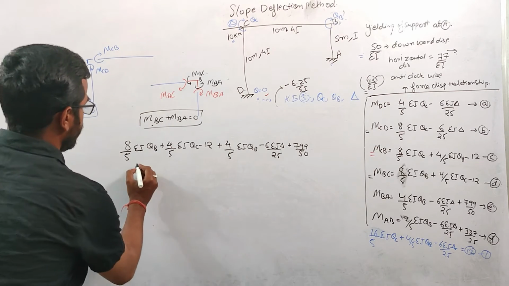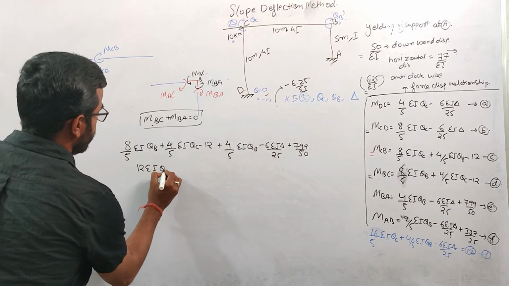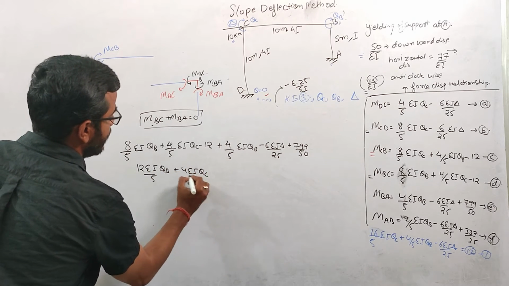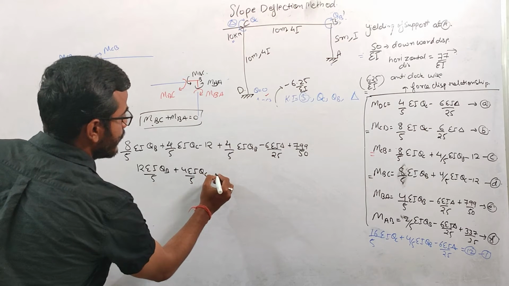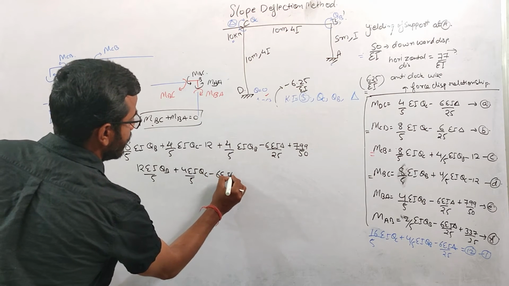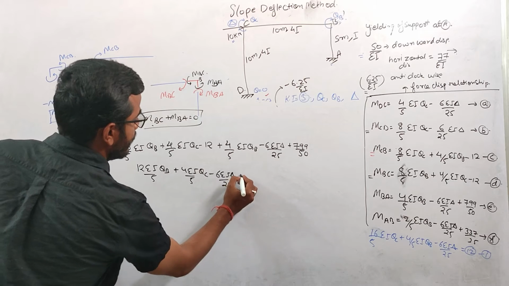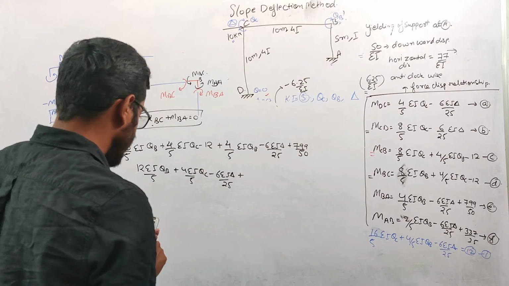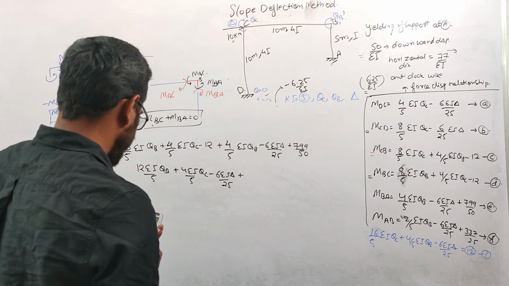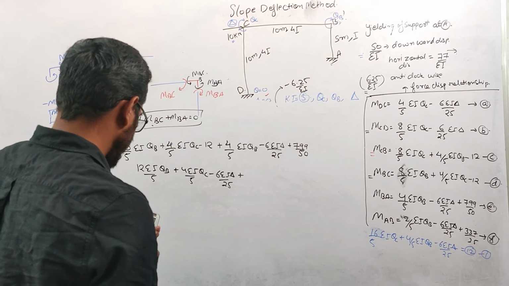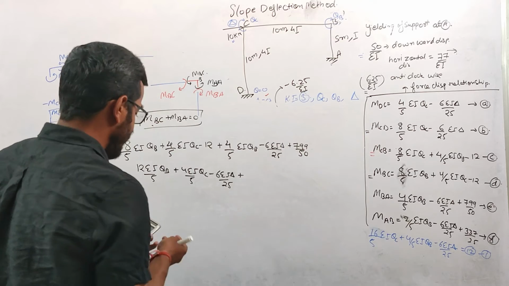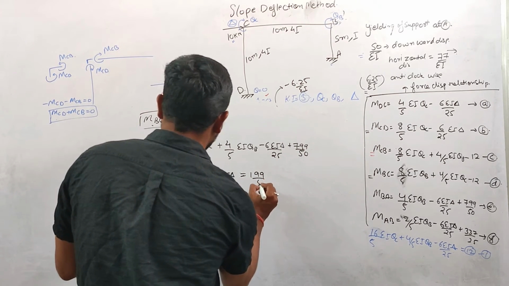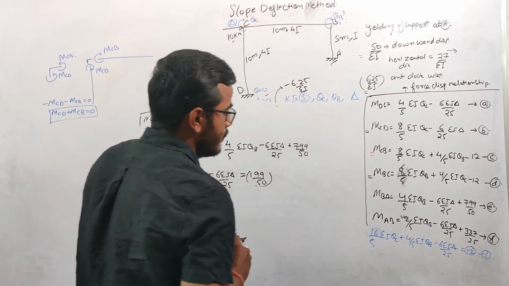this will be 12 EI theta B over 5 plus 4 EI theta C over 5 and 6 EI delta over 25 and plus 799 divided by 50 minus 12. So this will be equals to 199 divided by 50, right?